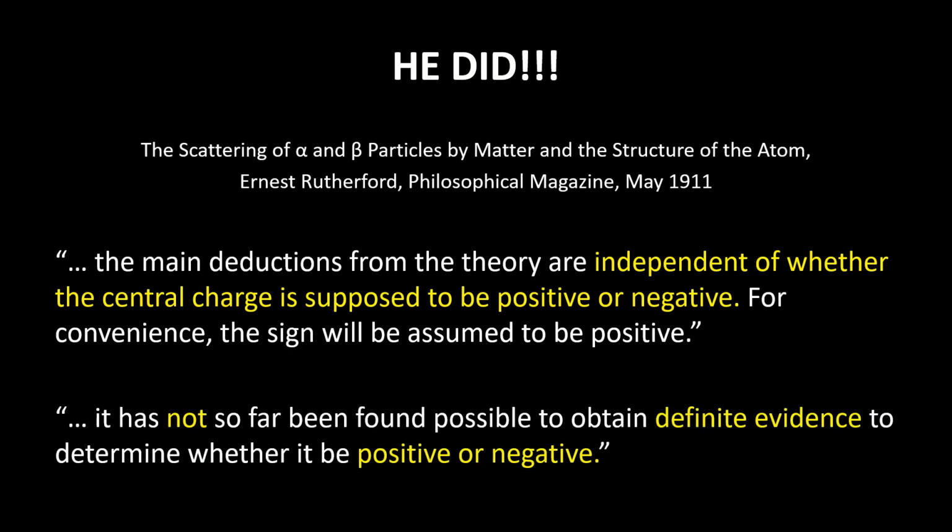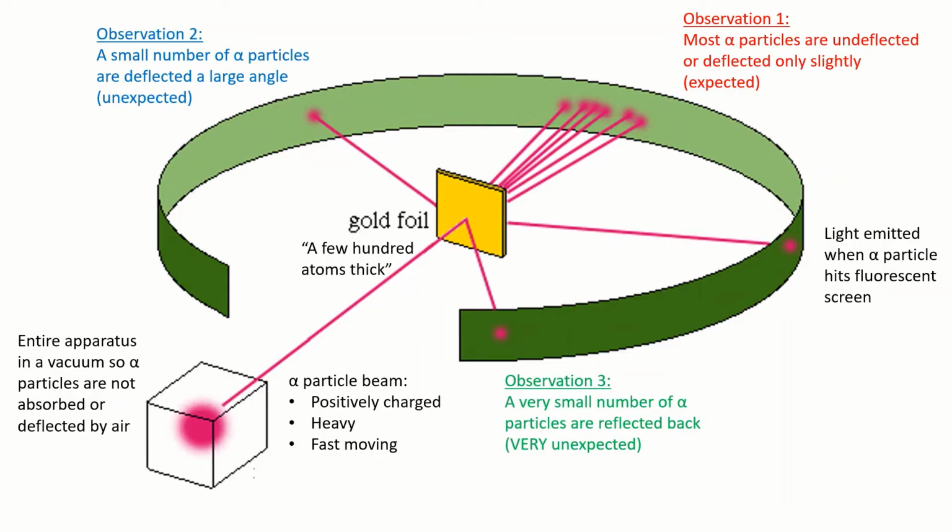He also, again, said later on, it has not so far been found possible to obtain definite evidence to determine whether it be positive or negative, referring to the nucleus. So Rutherford was very clear that from this experiment, you cannot actually tell whether the nucleus is positive or negative. Okay? Other experiments done later came to that. So what can you actually conclude from this?